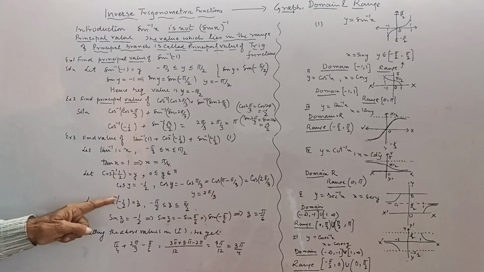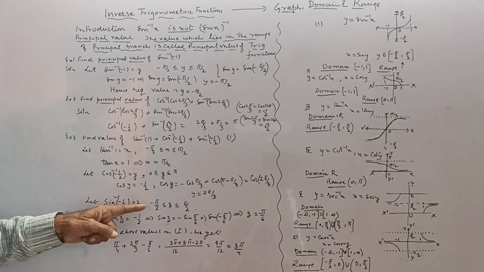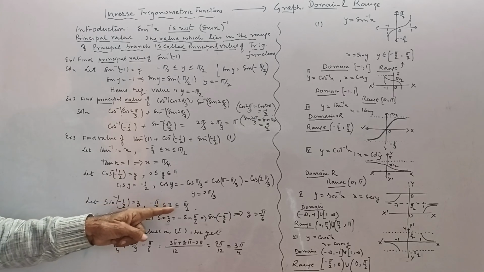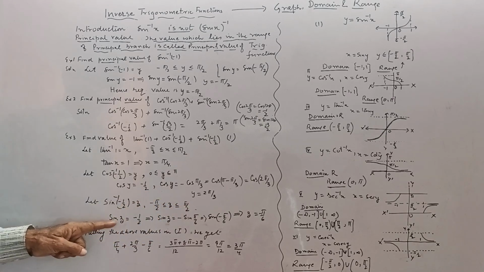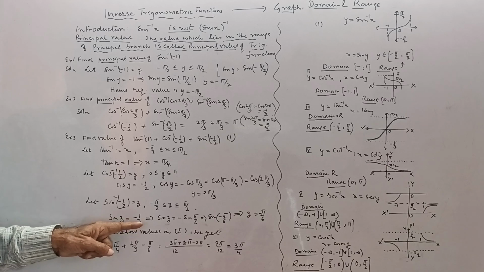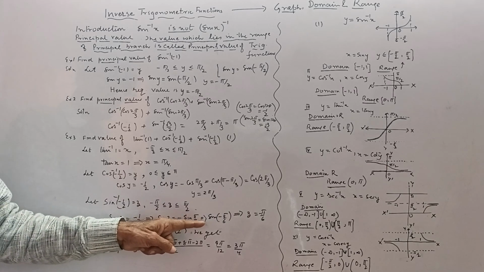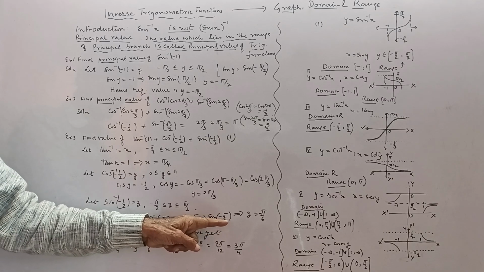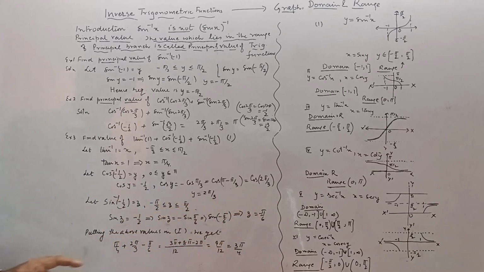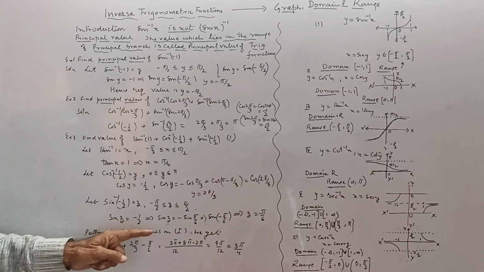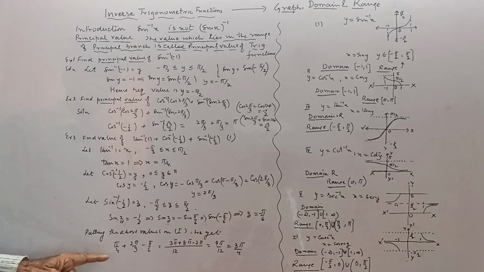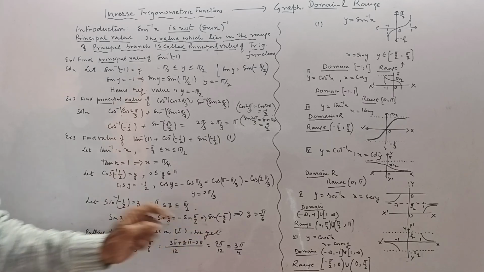Let sine inverse minus 1 by 2 is equal to z. Minus pi by 2 less than equal to z less than equal to pi by 2. Sin z is equal to minus 1 by 2 implies sin z is equal to minus sin pi by 6 implies sin minus pi by 6 implies z equal to minus pi by 6. Putting the values in 1 we get pi by 4 plus 2 pi by 3 minus pi by 6 equal to 3 pi by 4.